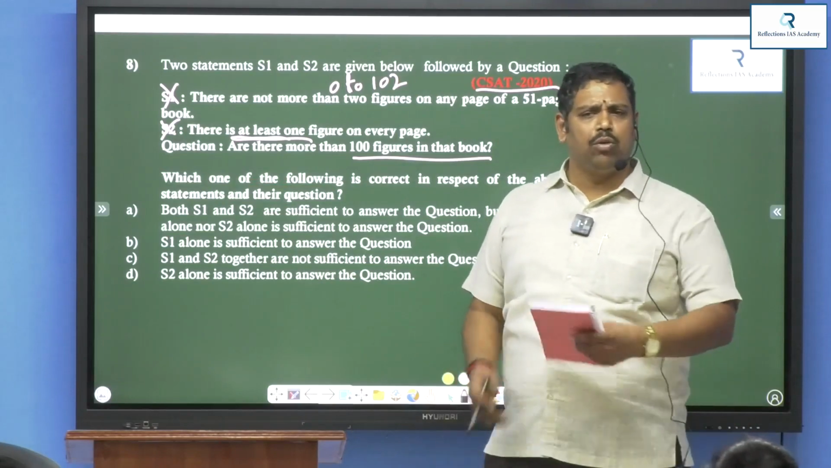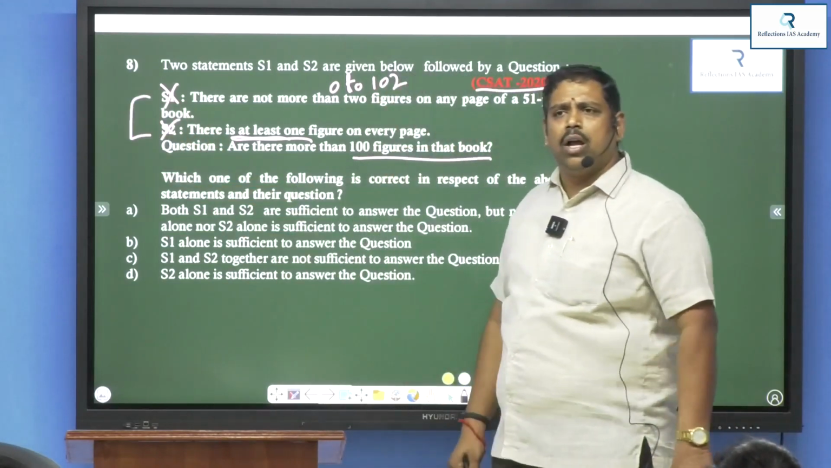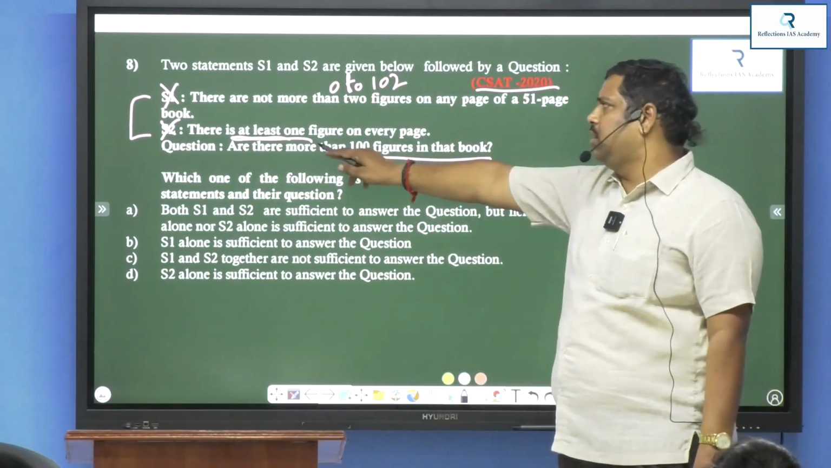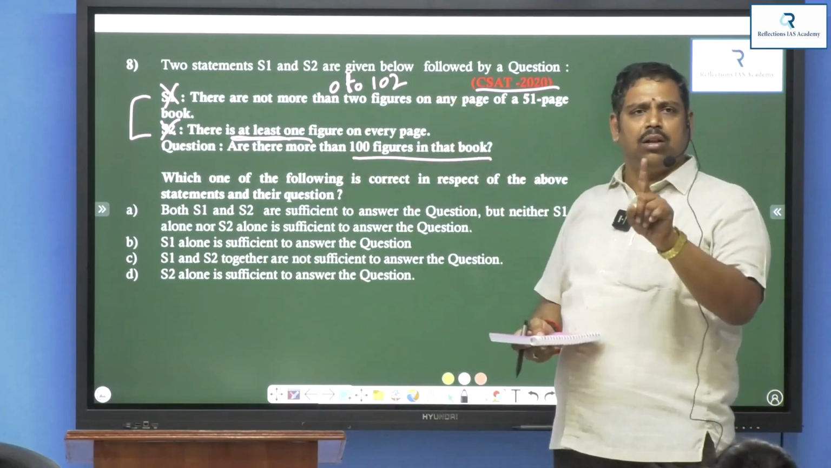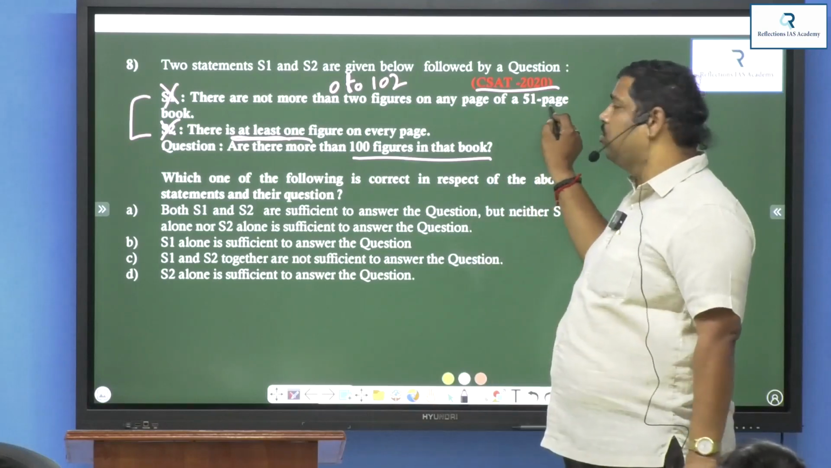Individually, no. Then go for both together. Going for together means each page has more than one, so at least one, not more than two. Means either one or two images. Yes or no? The book has how many pages now?